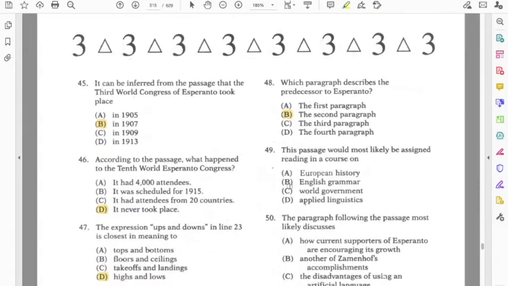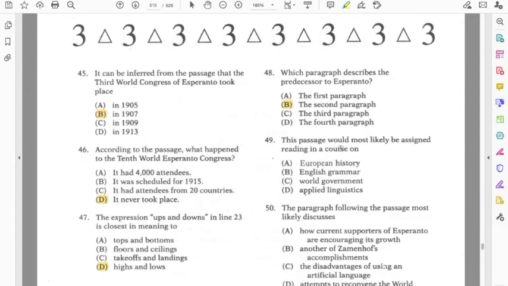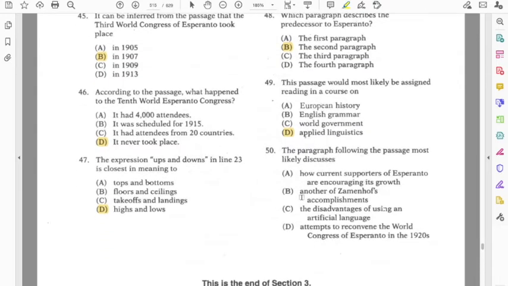The passage would most likely be assigned to a course in linguistics. Linguistics is the study of language. It's not about grammar or English grammar. It's not about government. It's not really about European history. It's about linguistics, the study of language.